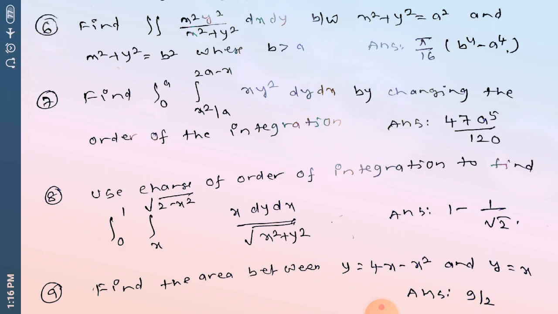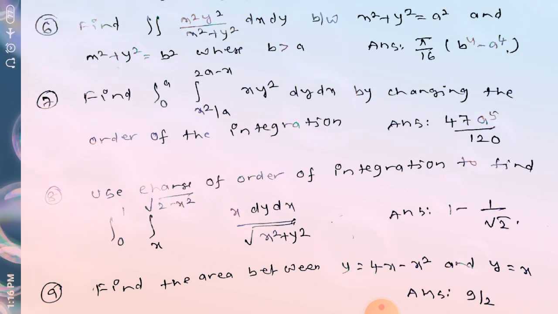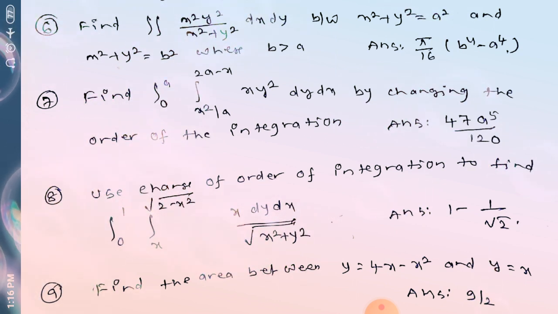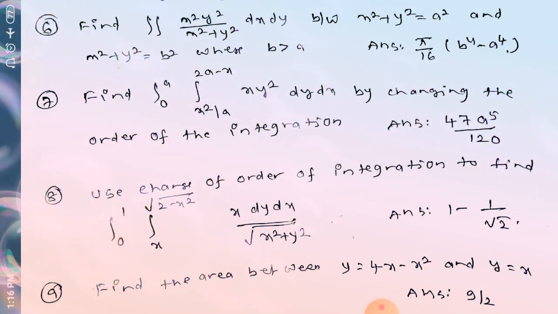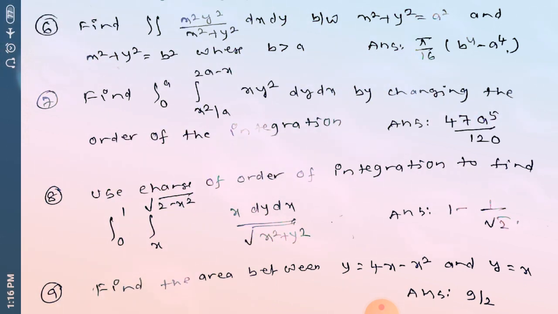You draw one line passing through the origin, and one more is y equal to under root of 2 minus x square. Squaring on both the sides, y square equal to 2 minus x square, which is nothing but x square plus y square equal to 2. So which is nothing but a circle equation, and its radius is root 2. So just you construct one circle around your total plane.